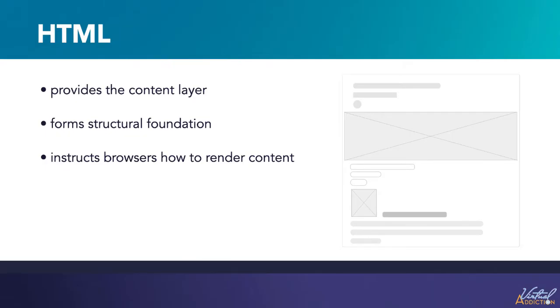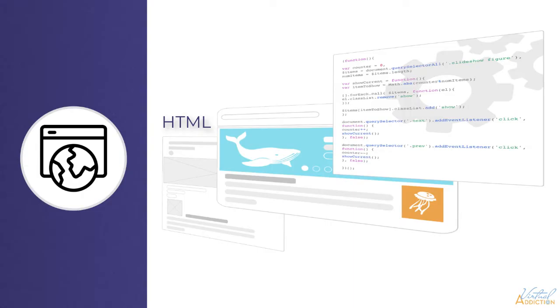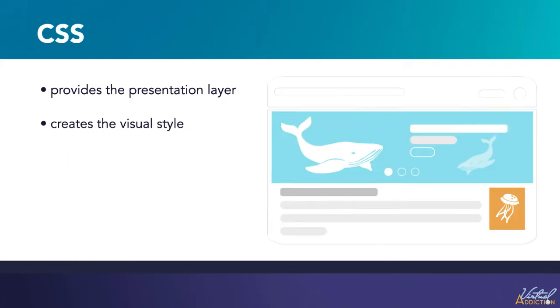HTML, or hypertext markup language, provides the content layer and forms the structural foundation of a web page. It is the language common to every website and web application. It basically instructs web browsers how to render content. It explains the underlying structure of a web page. For many decades, HTML has been considered a cornerstone technology of the World Wide Web, along with cascading style sheets, or CSS, and JavaScript. Standards for both HTML and CSS are maintained by the World Wide Web Consortium.